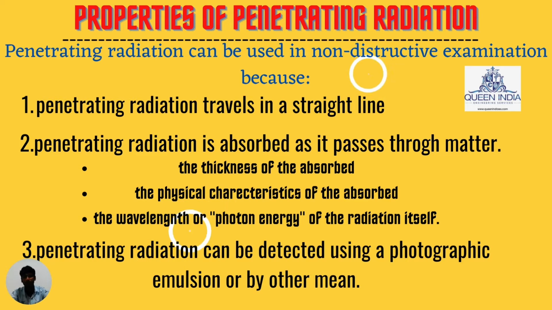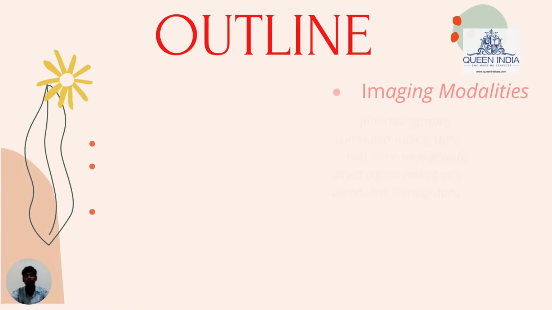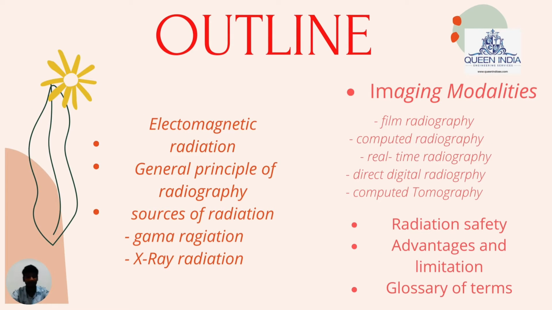Next, we shall move to the outline. What we'll see about radiographic testing: electromagnetic radiation and the general principle, which we have already seen, the radiation sources, scattering and absorption, gamma rays and X-rays, the image modalities, and the disadvantages and advantages.